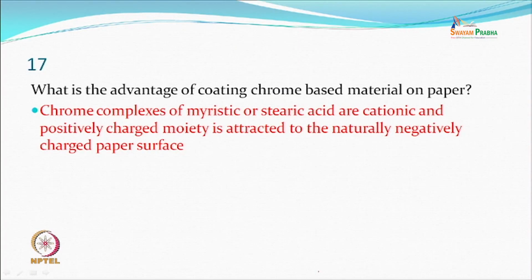So, chrome complexes of myristic and stearic acid have been used, and they are cationic because of the chromium, and so the positively charged moiety is attracted towards the generally negatively charged paper surface. Almost everything that we see here, chances are that it is more negative, and so when you coat, instead of going away, it would have some tendency to be there. So, you can coat easily, but it is not a very high energy bond, but it is still there. So, you can easily coat, and it can be released also.